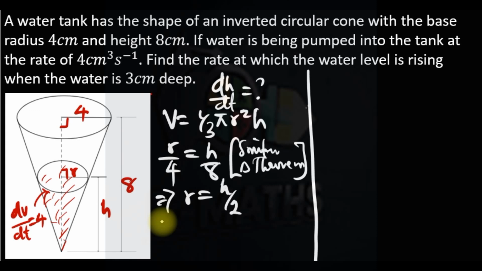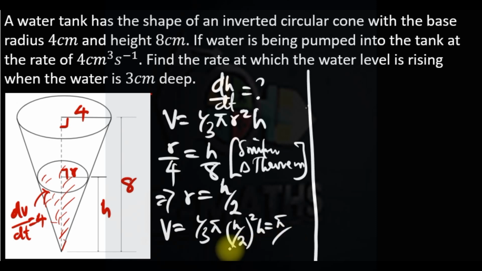So we need to substitute r as half h here. So I have 1/3 pi (h over 2) squared times h. So we have pi over 4, that's 2 squared is 4, so that's pi over 12 h cubed. And again, we are given dV over dt, so we need to relate dV over dt and dh over dt. So from here, we can get dV over dh.